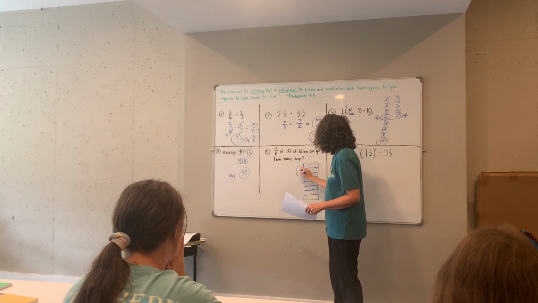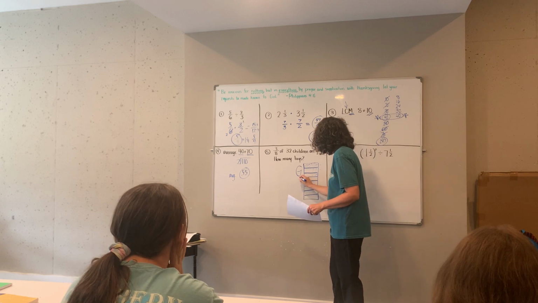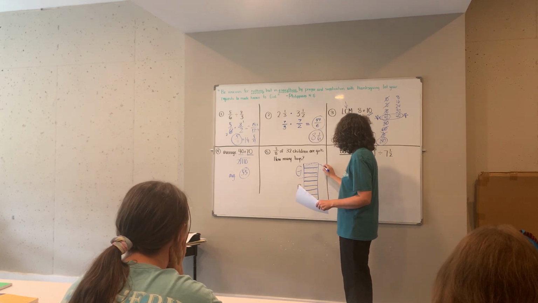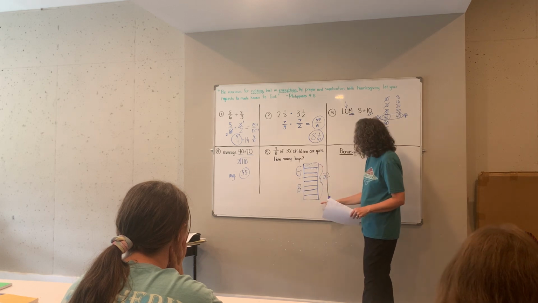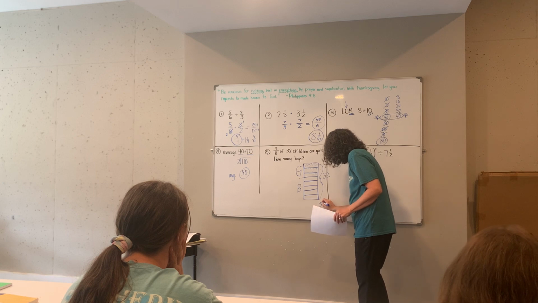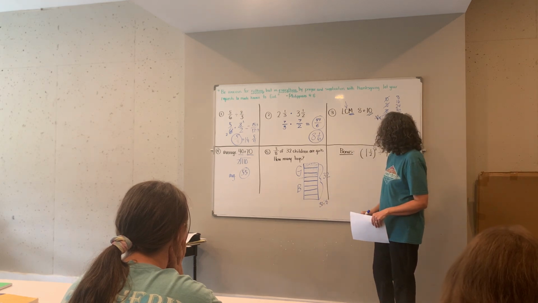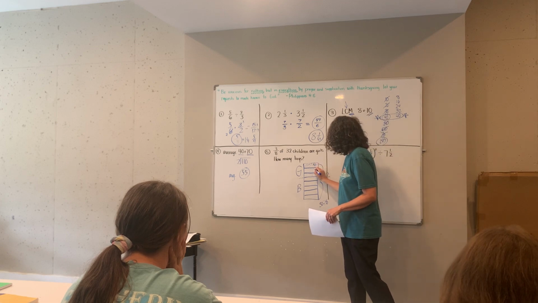Girls. These are the girls. That means, what about from here on down? Those are the boys. The whole box is 32. I've divided it into 8 pieces. What is 32 divided by 8? 4. So that means each box represents 4.